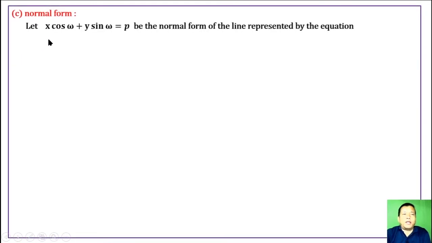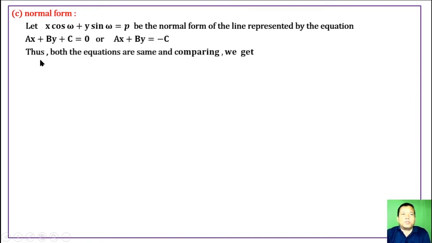Normal form. Let x cos omega plus y sin omega equal to small p be the normal form of the line represented by the equation ax plus by plus c equal to 0, which can be written as ax plus by equal to minus c. Thus both equations are the same, and comparing coefficients: the coefficient of x is a and cos omega, the coefficient of y is b and sin omega, and the constant term is minus c and small p.